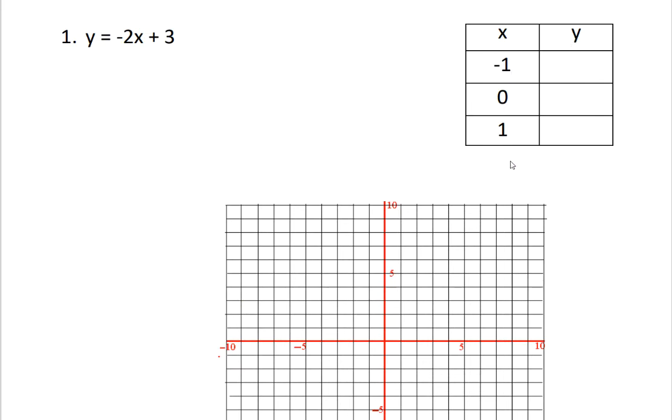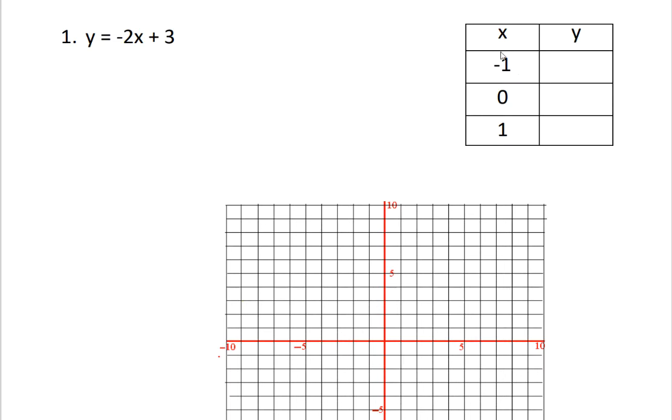Here, they've given us values for x, but if we're not given values for x, we can choose whatever values of x we want to. I usually try to choose points that are close to 0. So -1, 0, 1, or 0, 1, 2, points like that. And then, like I said, we plug them into our equation to find the y values that go with them.